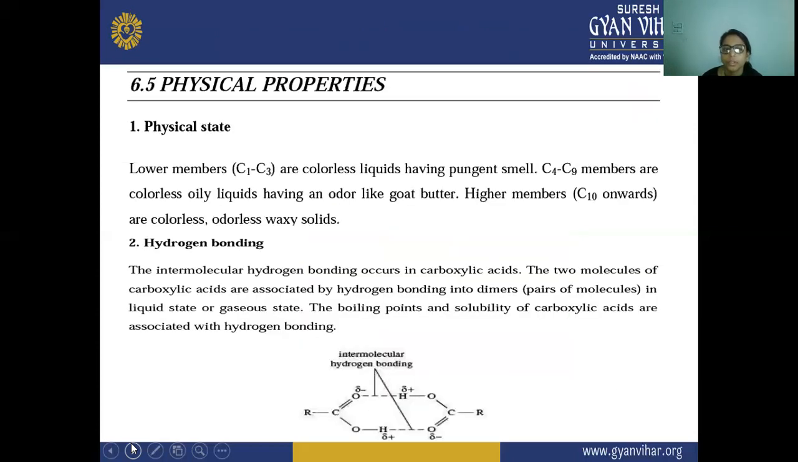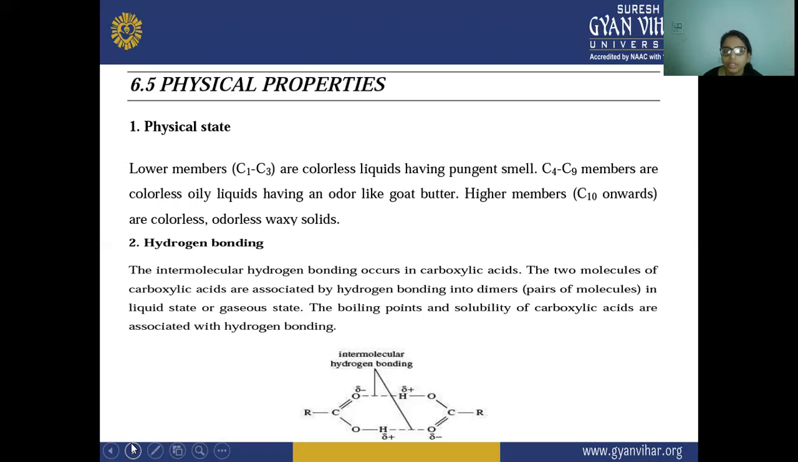Now the physical properties of carboxylic acids. First is the physical state. The lower members, C1 to C3, are colorless liquids having a pungent smell, and the C4 to C9 members are colorless oily liquids having an odor like goat butter, and the higher members are colorless, odorless, waxy solids.